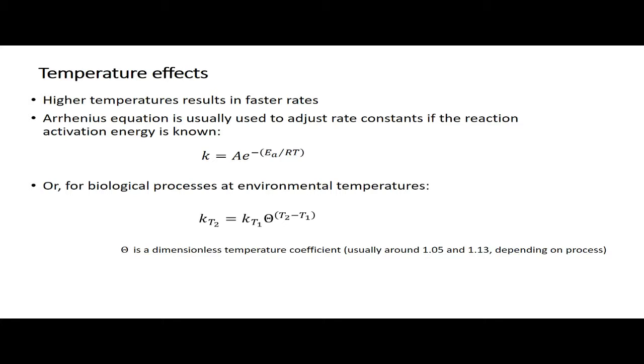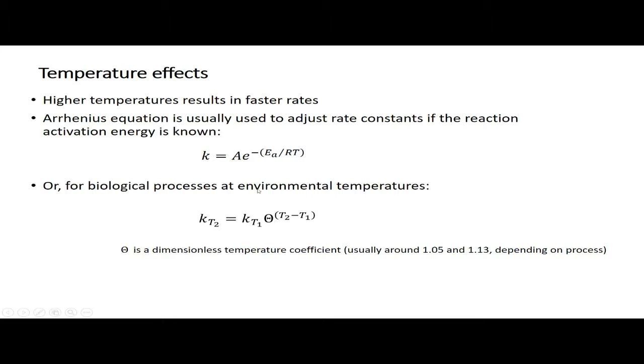Temperature effects are important for kinetics. Higher temperatures result in faster rates, and we usually use, if you remember from your chemistry classes, the Arrhenius equation, which is used to adjust rate constants if the activation energy is known. So you would be able to find the k from one temperature based on the temperature change.